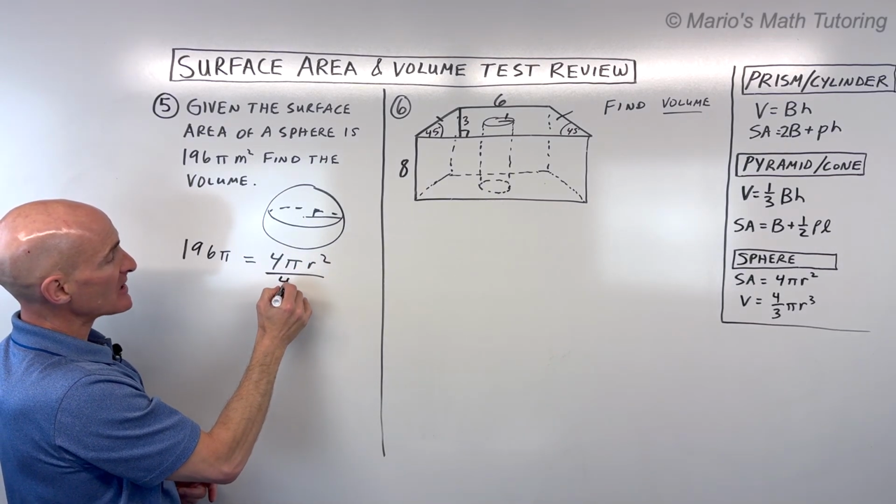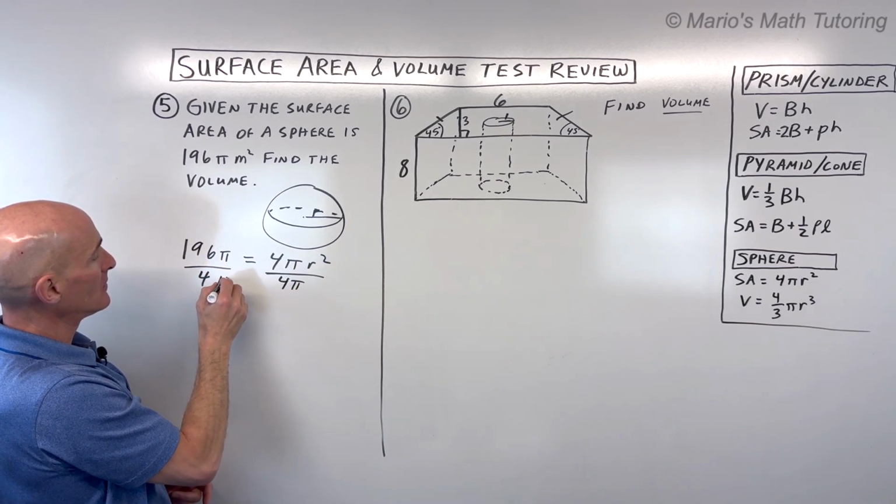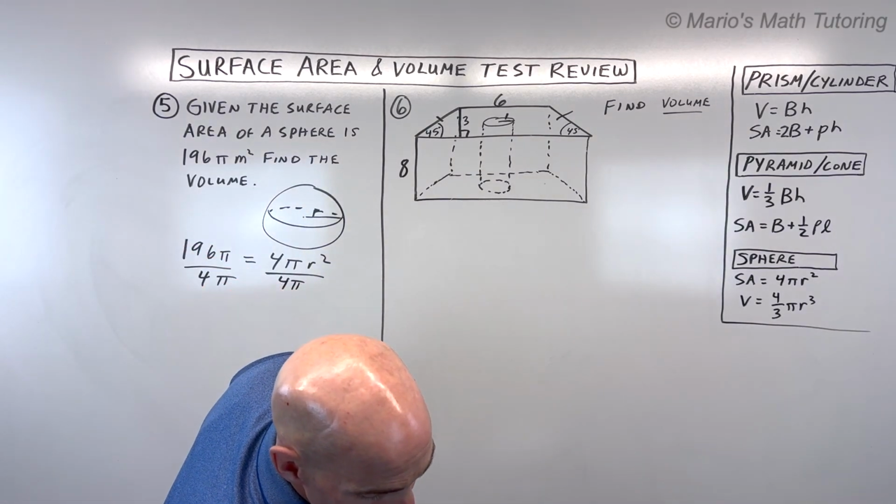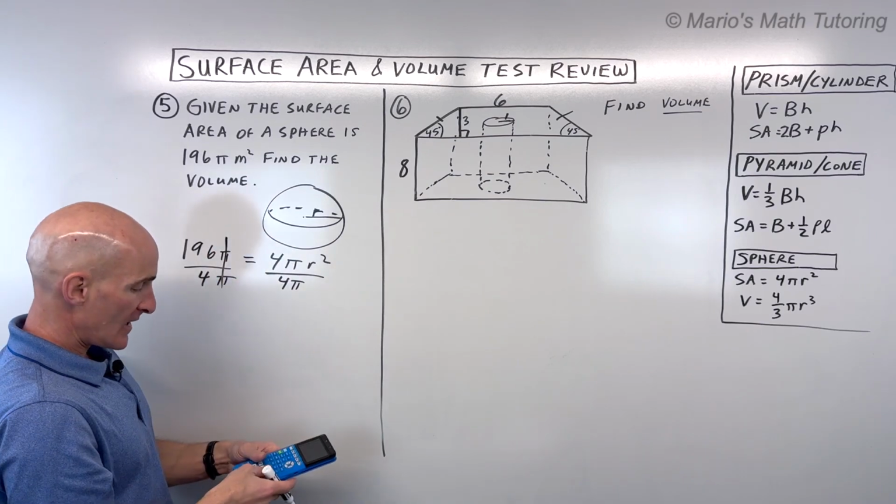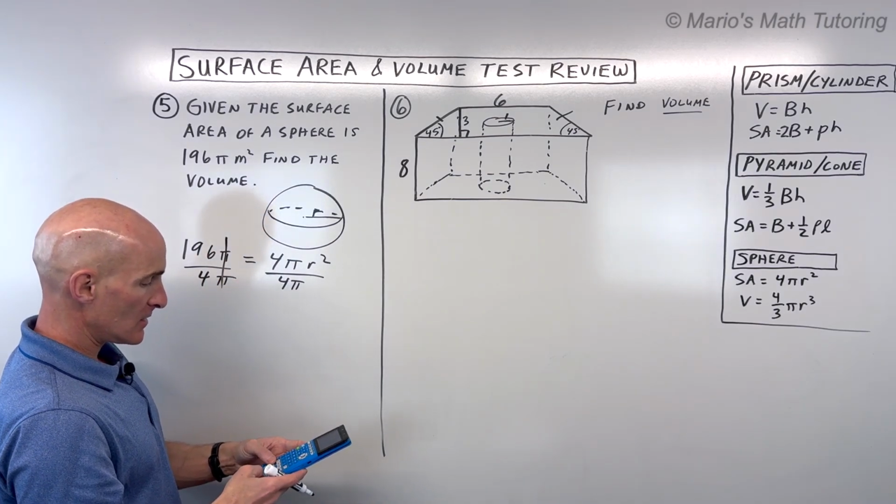So if I divide both sides by 4 pi, that comes out to, let's see, the pi's cancel. 196 divided by 4 is how much? 49.